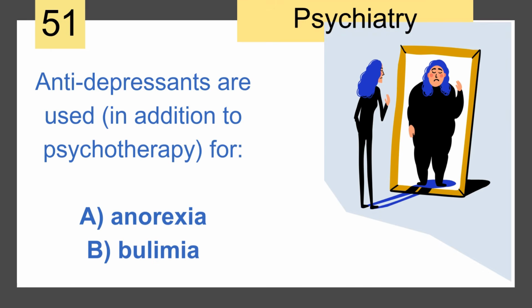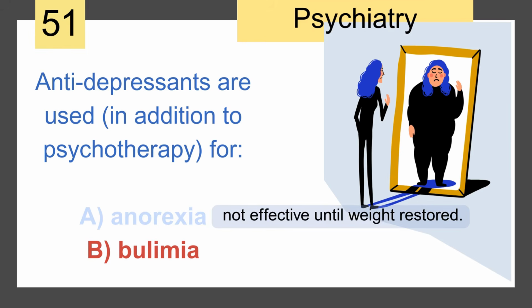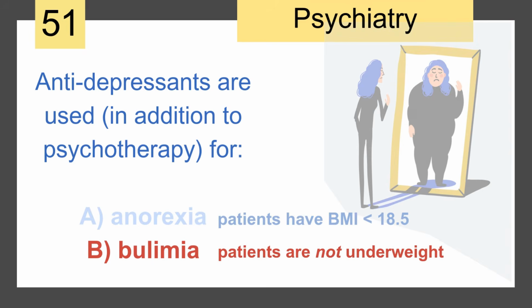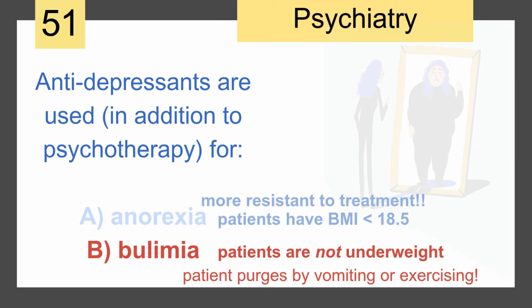Question 51. Antidepressants are used in addition to psychotherapy for, in general, bulimia. Meaning, in anorexia, we generally don't use antidepressants because it's not effective until we restore the patient's weight and their health. Just in terms of the distinction between bulimia and anorexia, bulimia is when the patients are not underweight. Anorexia, they are underweight. In terms of the definition of bulimia, it's not only when the patient vomits, it's also when they purge by exercising.